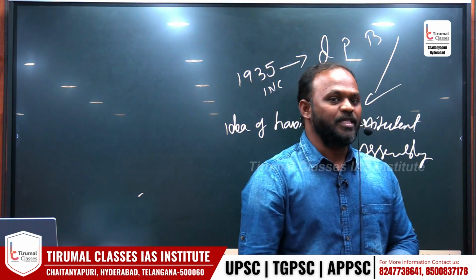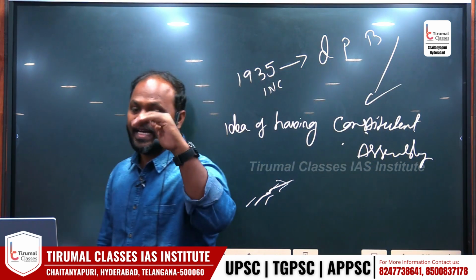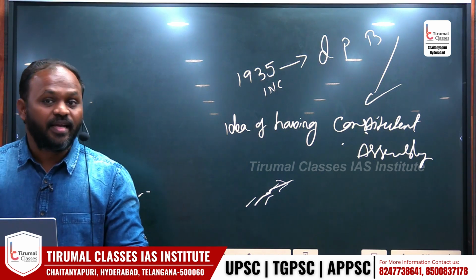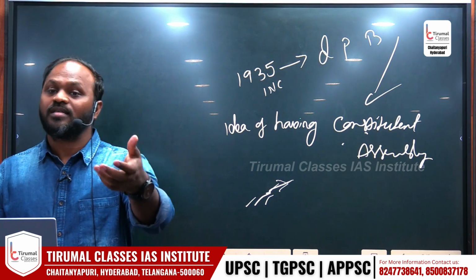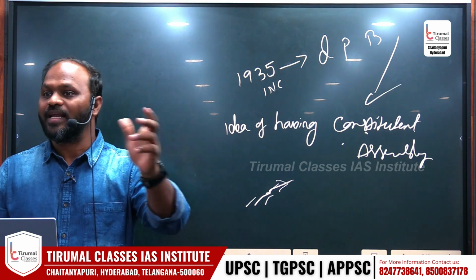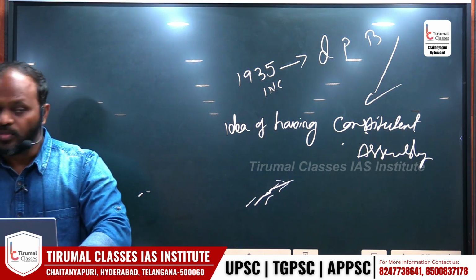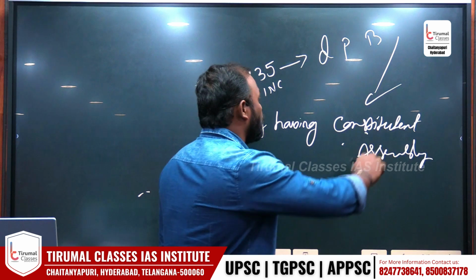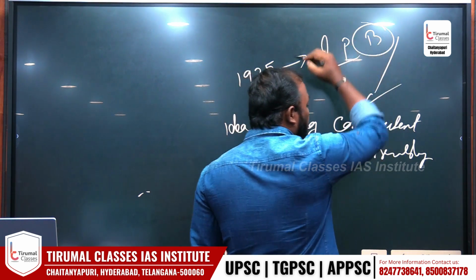Without the Britishers' permission, if you create any body, they can declare it illegal. Illegal means you are not supposed to meet. If you meet, they will arrest you. So to create a Constituent Assembly, we required permission from the British.